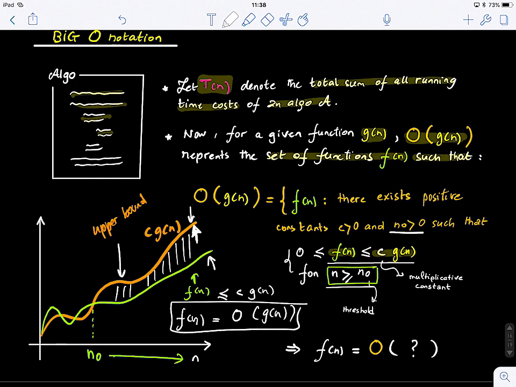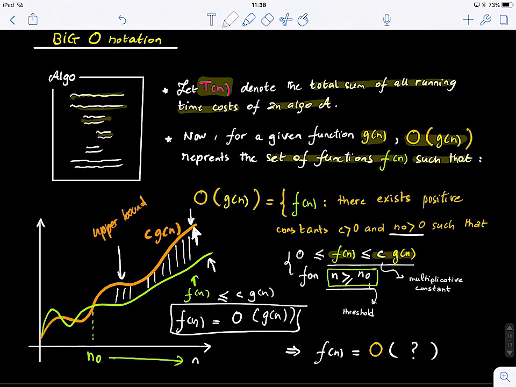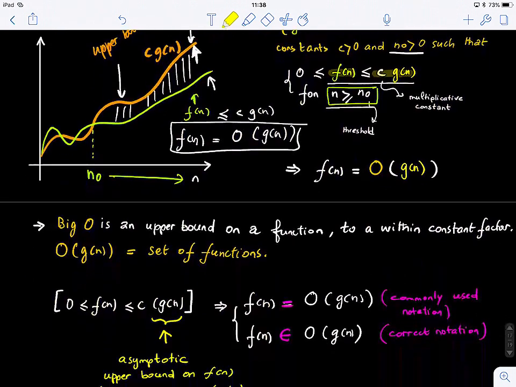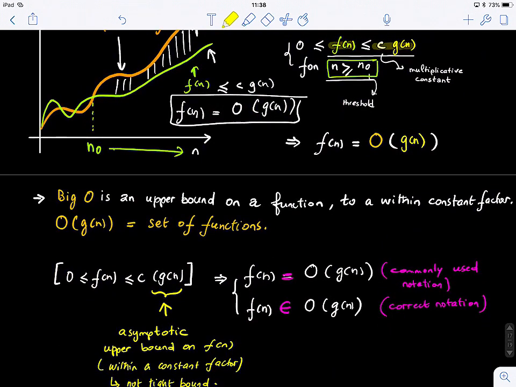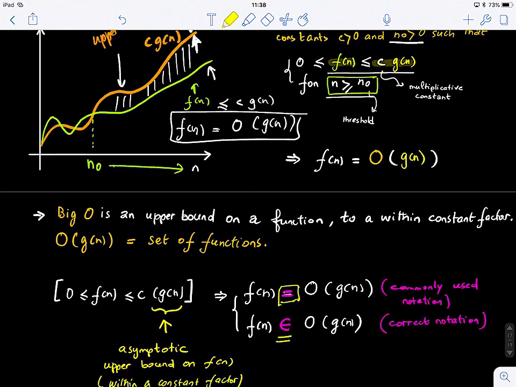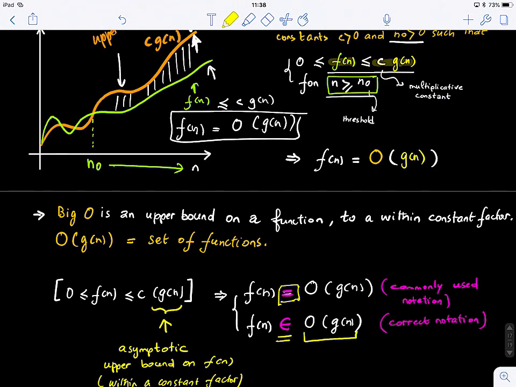It will be in the order of g of n. And this is what the mathematical definition of order of a function means. Okay? So we will look at other different examples. So in this case, we say that f of n belongs to O of g of n. Actually, as I mentioned, this one is commonly used in many textbooks, but actually it's not equal. It should belong, right?